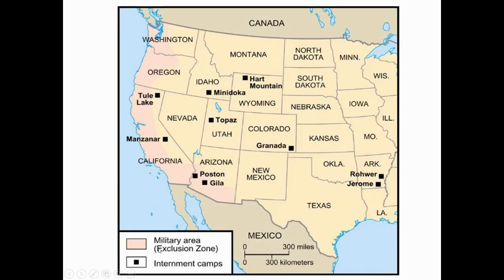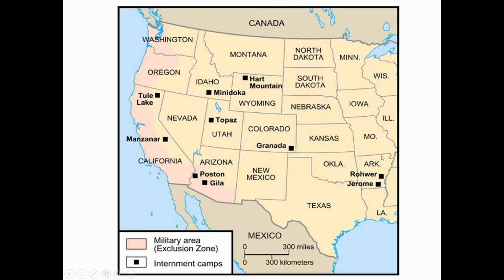So on this map, you see the area that's in pink here. That's called the military exclusion zone. So the order said that anyone of Japanese ancestry had to be removed from this zone and moved to one of the camps eventually. The camps, there's only two that are in California.